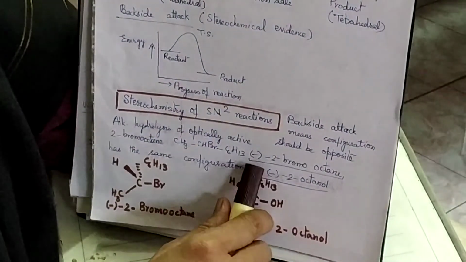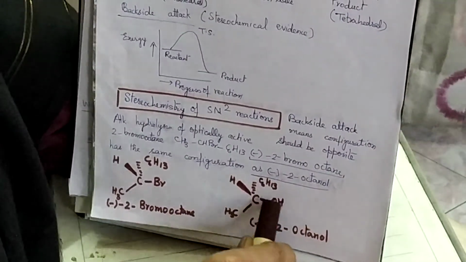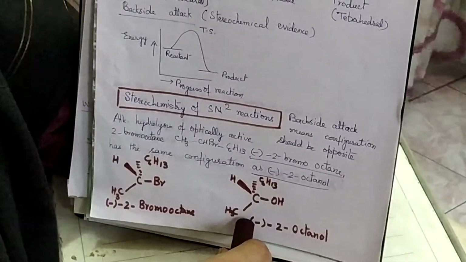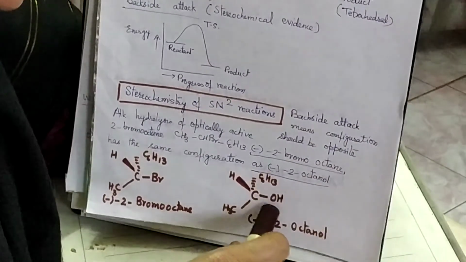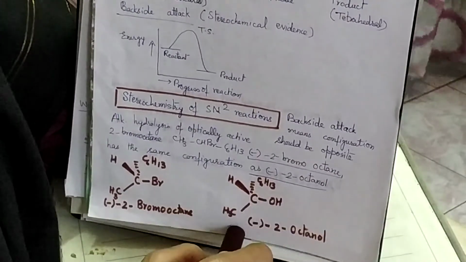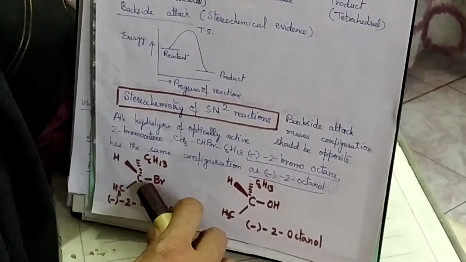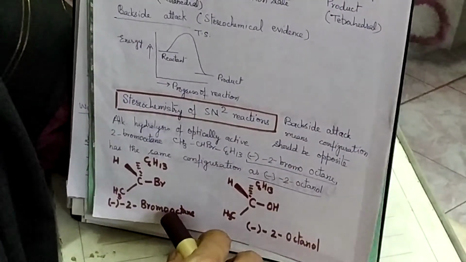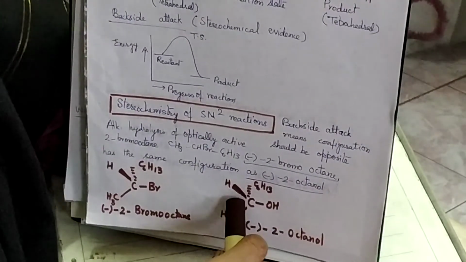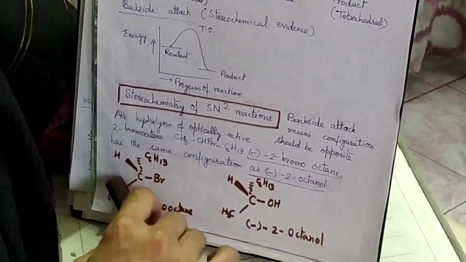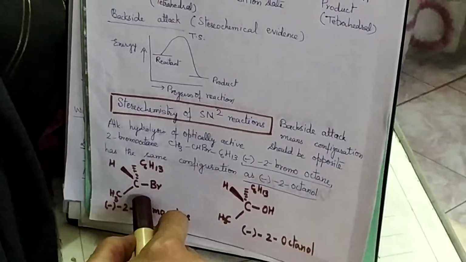Now, you must also know that 2-octanol possessing this structure is also levorotatory. In other words, levorotatory octanol has this structure, which, as you can see very well from here, is the same as that of levorotatory 2-bromo-octane. Now, am I clear on this point? Because this point is all important here. Both 2-bromo-octane and 2-octanol are levorotatory and both possess the same structure.